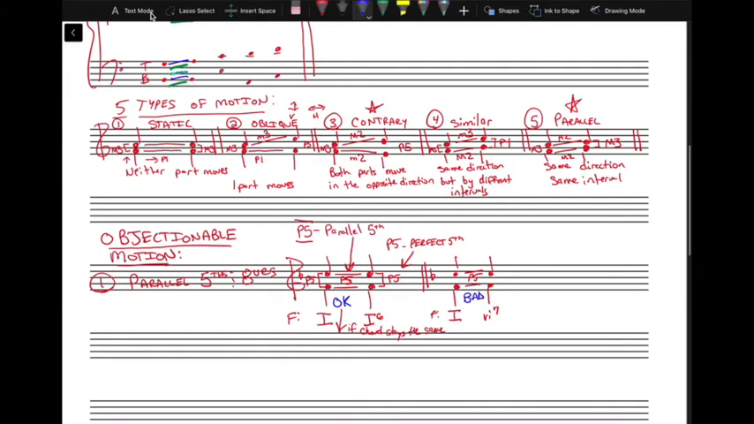Another example of a parallel fifth would be F and C. And then these voices move up to G and D. So this would be going from a 1 chord to a 2 chord. This voice is moving up by a major second. This voice moving up by a major second. You have a perfect fifth here and a perfect fifth there. This is parallel fifths. That is also bad.